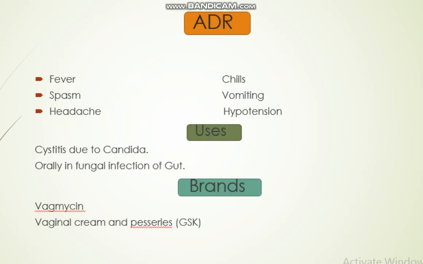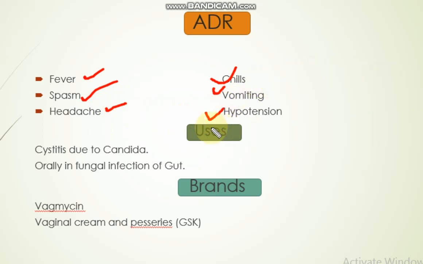The next topic is the ADR of amphotericin B. Amphotericin B may produce fevers, chills, spasm, vomiting, headache, and hypotension. So these are the ADRs, or side effects, of amphotericin B.